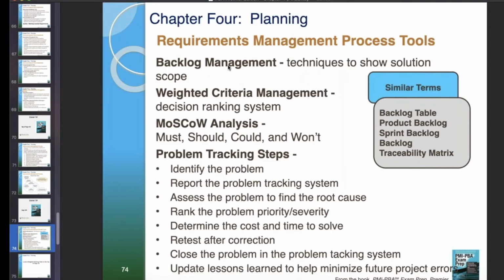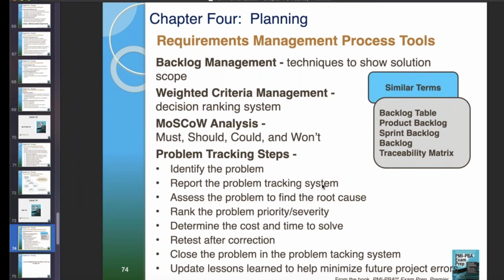Backlog management. We talked about backlogs. This is agile stuff. We finally get to MoSCoW, don't we? Backlog management: techniques to show solution scope, weighted criteria management, decision ranking system. MoSCoW is used to prioritize requirements: must have, should have, could have, would like, or like we say, won't get, whatever.